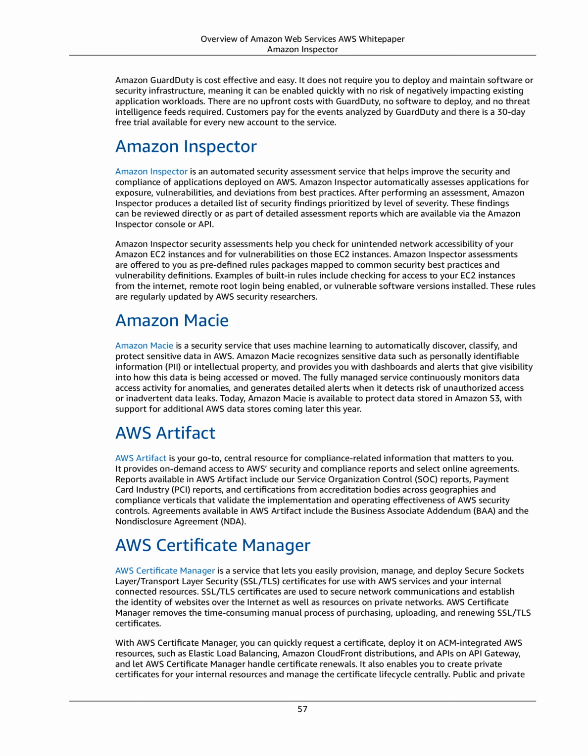Amazon Macie. Amazon Macie is a security service that uses machine learning to automatically discover, classify, and protect sensitive data in AWS. Amazon Macie recognizes sensitive data such as personally identifiable information, PII, or intellectual property, and provides you with dashboards and alerts that give visibility into how this data is being accessed or moved. The fully managed service continuously monitors data access activity for anomalies, and generates detailed alerts when it detects risk of unauthorized access or inadvertent data leaks.